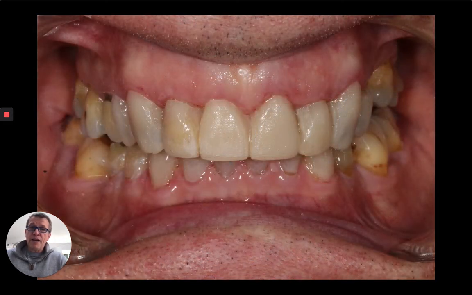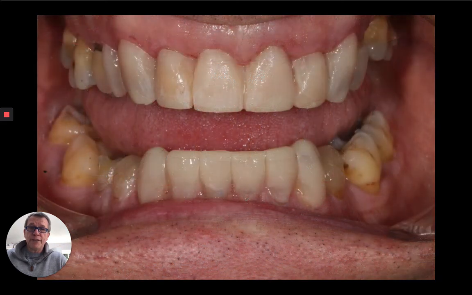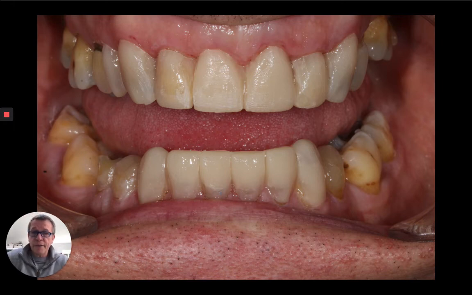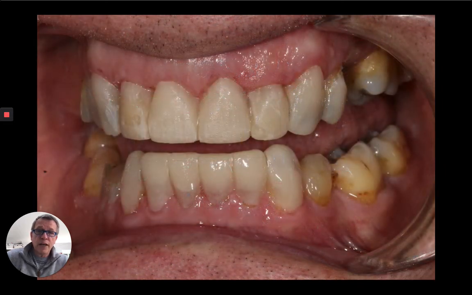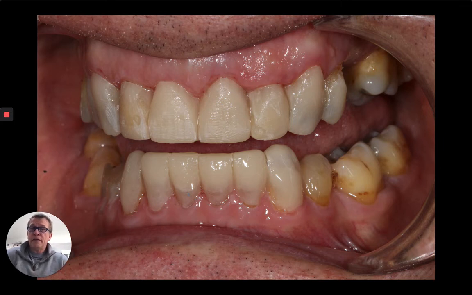So now we have a situation, you can see, looks okay. Patient is happy. He's approved the design. Everything's looking okay, seems to work pretty well. So now all I've got to do is check my vertical dimension, make sure that I'm happy, make sure I've got decent stops on there, check the guidance. We can even check the envelope of function at this stage, make sure everything seems to be in good shape.